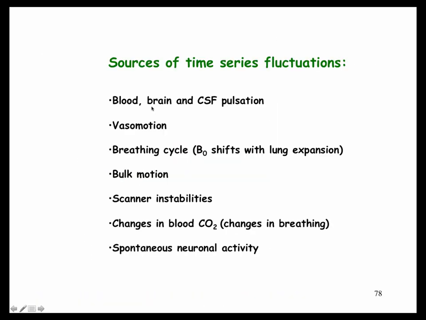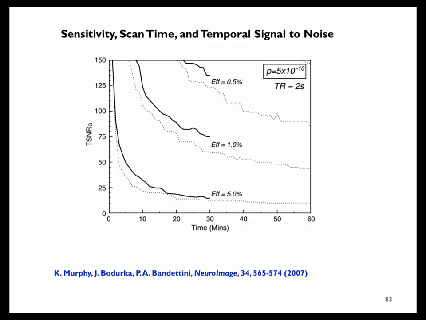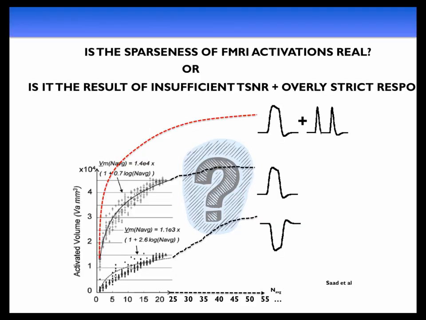A lot of things go into fluctuations: CSF pulsation, vasomotion, breathing, bulk motion, scanner instabilities, changes in blood CO2 with breathing, and then finally what we're interested in, looking at resting state fMRI, which I'm not talking about at all today, is spontaneous neural activity. I think I'm going to pass on this, given that we're at the end.